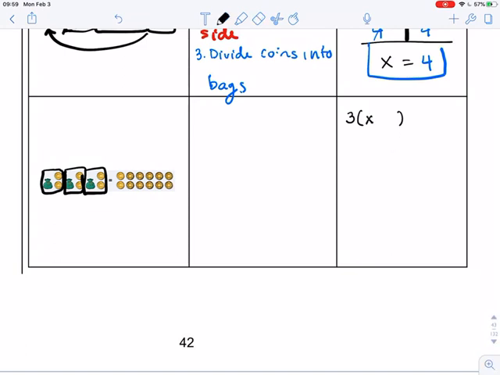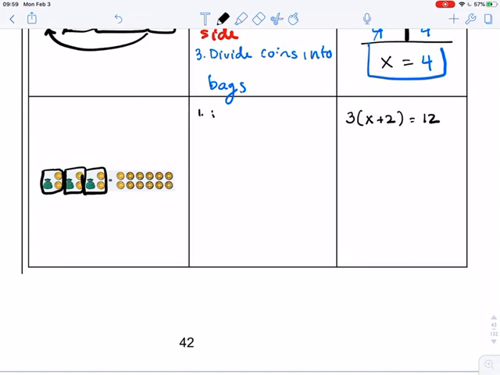Okay, in each group, I have one bag and 2 coins. Each group has one bag and 2 coins, and I have 3 of them. Okay, so that's what I'm writing. And on the other side, there is 12 coins total, and I'm going to show you how that works. Okay, we divided those 12 coins into 3 groups.